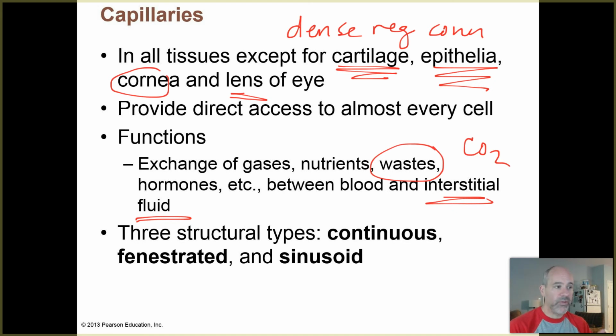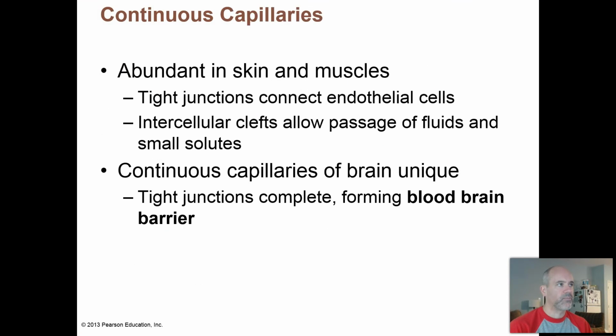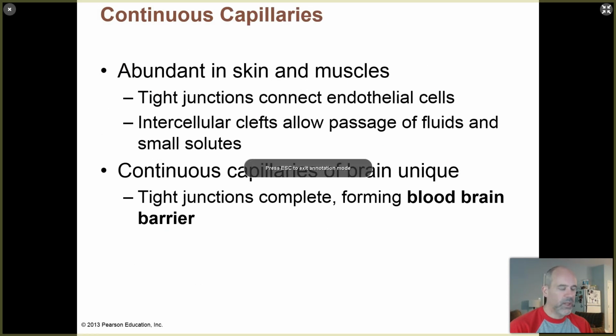You do have different types of capillaries. They fall into three major categories, and those are called continuous capillaries, fenestrated, and sinusoid capillaries. All right, so a little bit more about these continuous capillaries. These are the ones that you have extending throughout your skin and also your muscles, so including your skeletal muscles, your cardiac muscles as well.